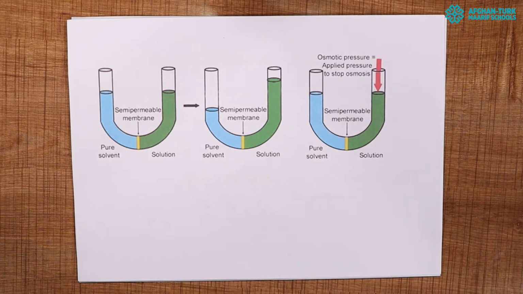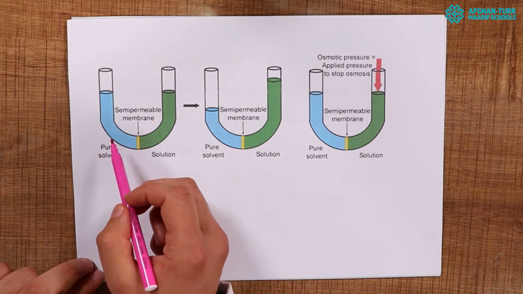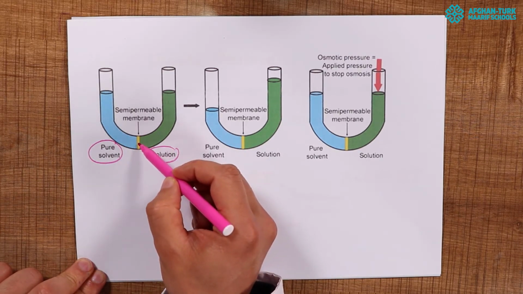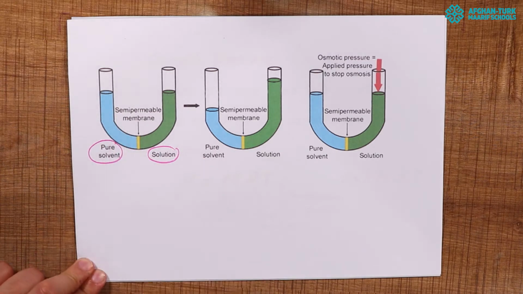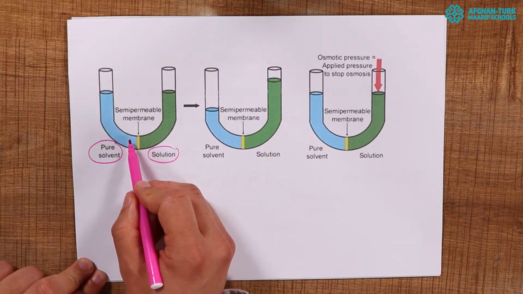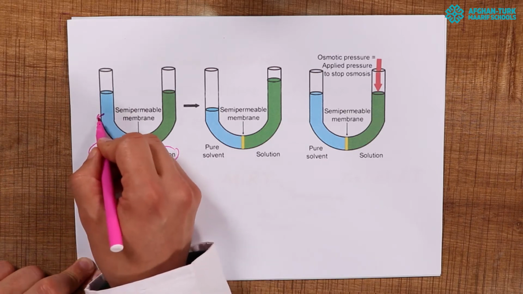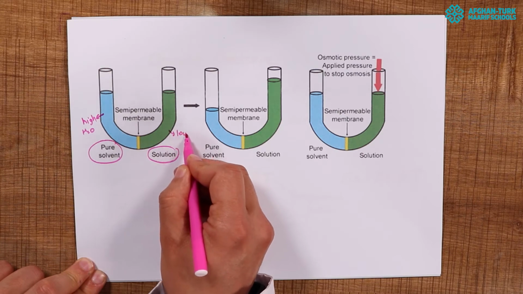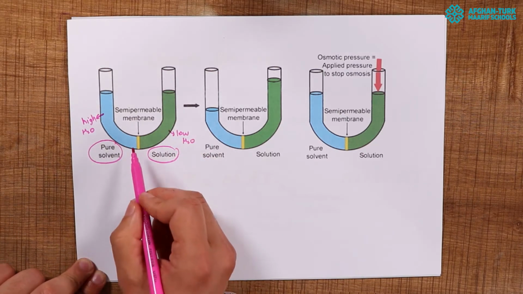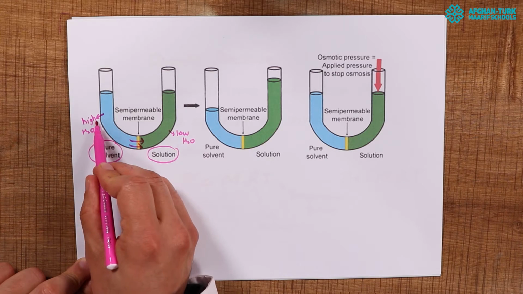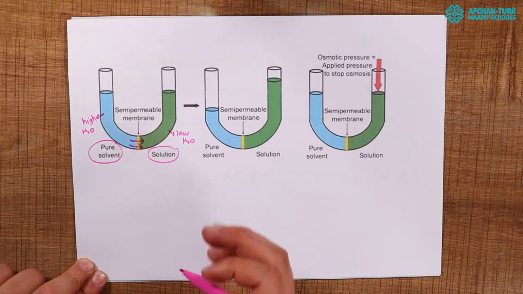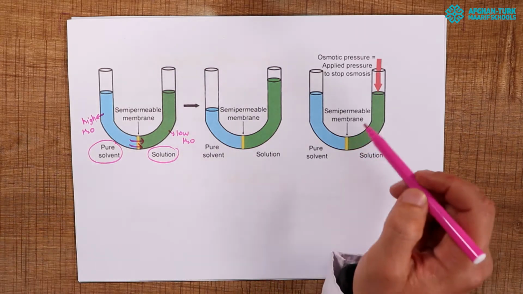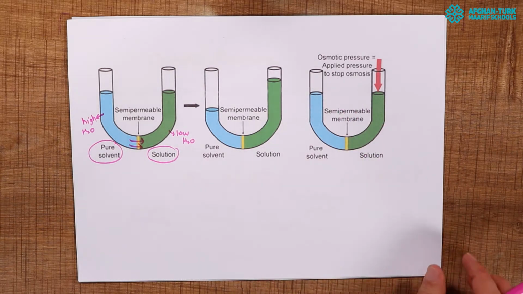Okay, in this picture, as you see, we have three shapes. On the left side, we have pure solvent. On the right side, we have solution. Also, this yellow color shows the semi-permeable membrane. As you see, on the left side we have a high water concentration, and on the right side a low water concentration. The water flows from the high concentration to the low concentration. Also, the right side will increase in volume. Also, we need an osmotic pressure.